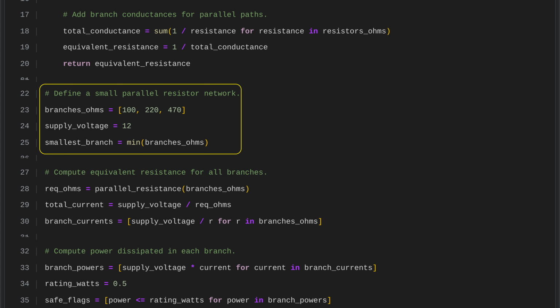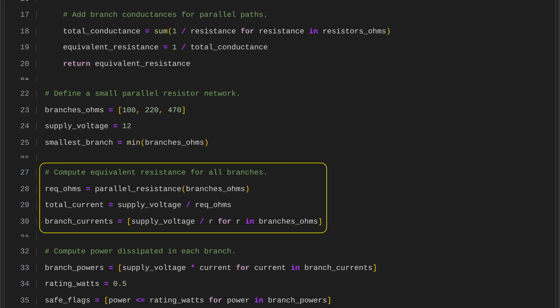A small parallel resistor network is set up with resistances of 100, 220, and 470 ohms, along with a 12-volt supply for later current and power calculations. The smallest resistance is then found using the minimum function to help describe the range of values in the network.